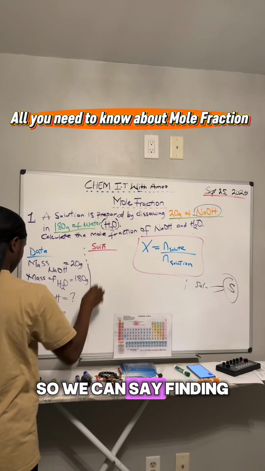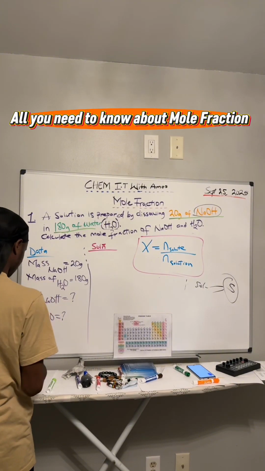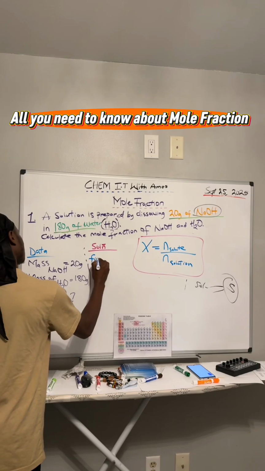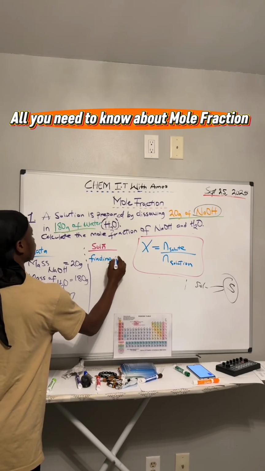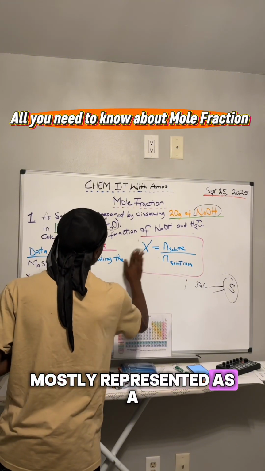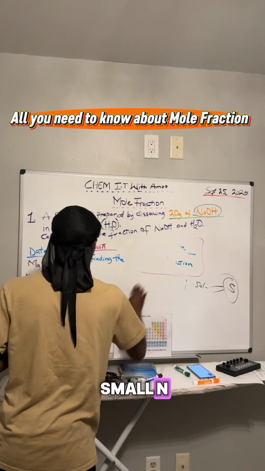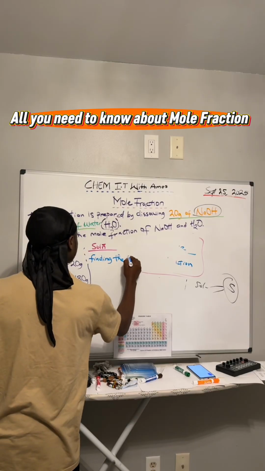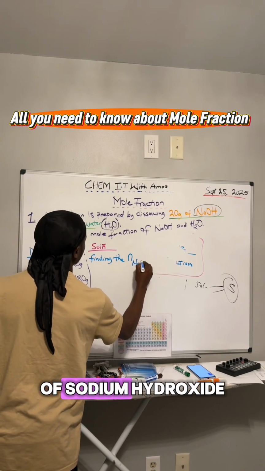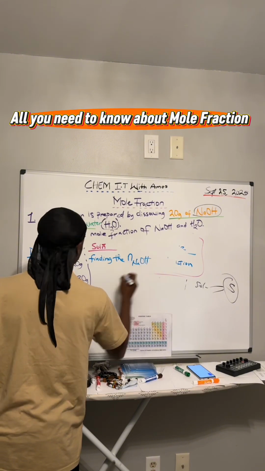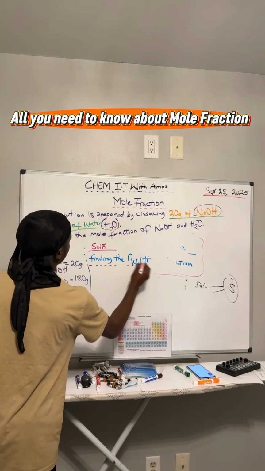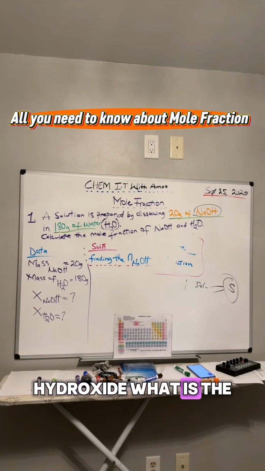So we can say finding the mole of sodium hydroxide first. We said that mole is mostly represented as small n. Finding the mole of sodium hydroxide. What is the formula for mole?